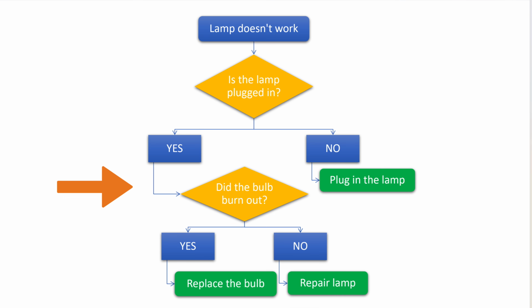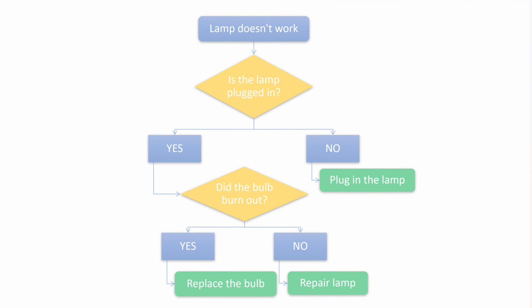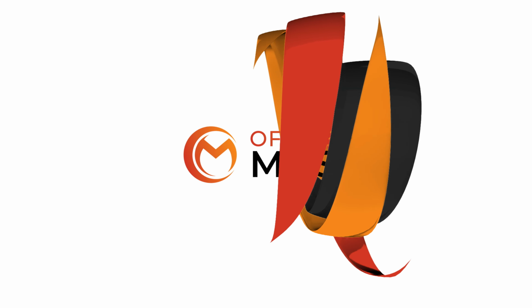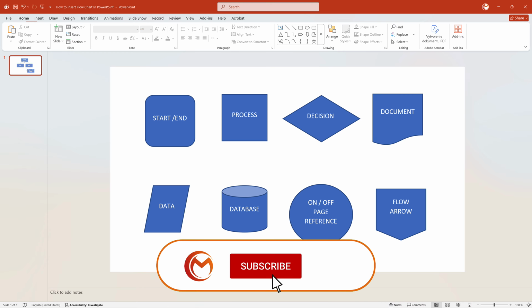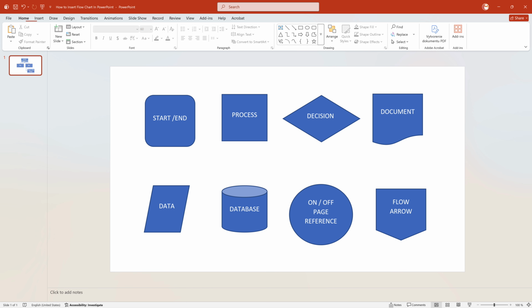Welcome! In this video tutorial, we will learn how to create a flowchart in Microsoft PowerPoint. A flowchart is a type of diagram that represents a workflow or process of an action. A flowchart uses multiple shapes to define the type of step, along with connecting arrows to define flow and sequence.